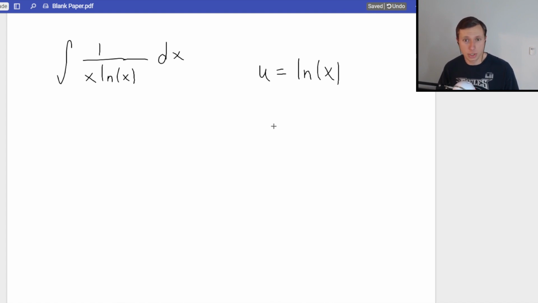I'm not going to tell you whether natural log of x is right or wrong. You guys are going to tell me because you know what we're looking for, if it's right or wrong.